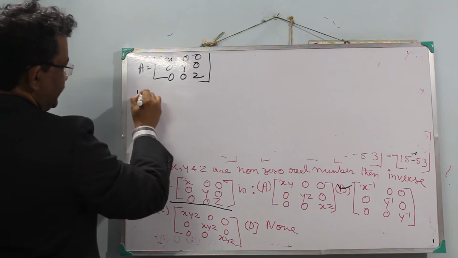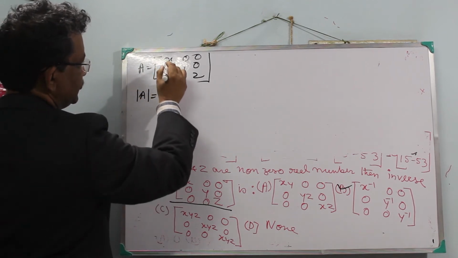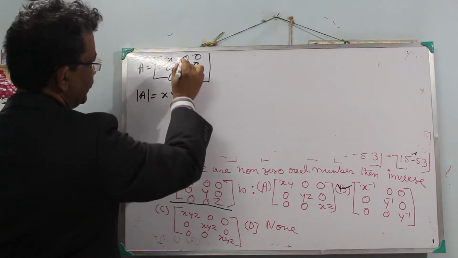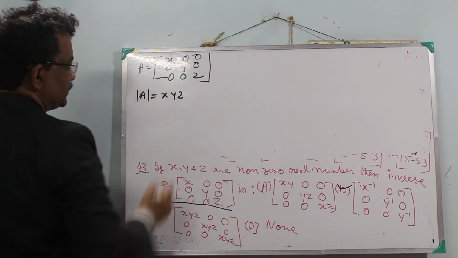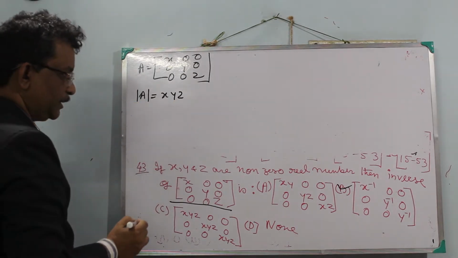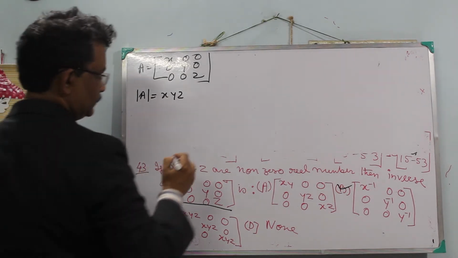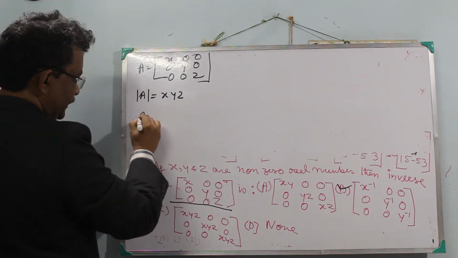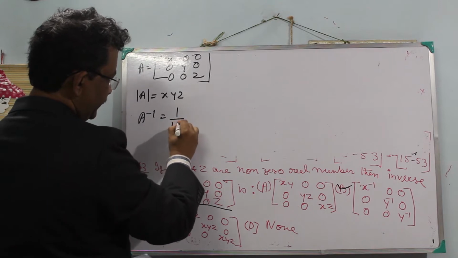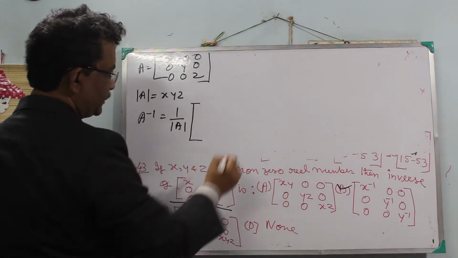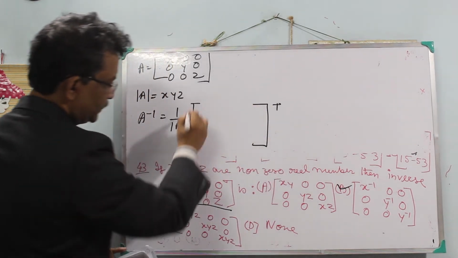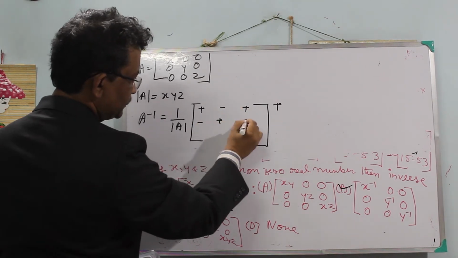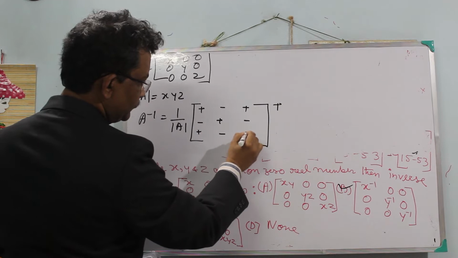So what is det A? Det A is equal to x into yz minus 0. And here it is 0, 0. So det A is xyz. Now we have to calculate the cofactors, so the matrix of cofactors. So A inverse equals 1 by det A times the transpose of the matrix of cofactors. I will calculate the cofactors. Plus, minus, plus, minus, plus, minus, plus, minus, plus.